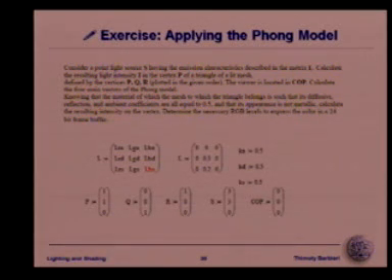Consider a point light source S having the emission characteristics described in the matrix L. For your comfort, I also put a symbolic version of L, so you know what is LRA, what is LBS, and so forth. So I remind you that, for example, LRA means the illumination emitted for the red channel for the ambient type. LBS is the illumination for the specular type for the blue channel.